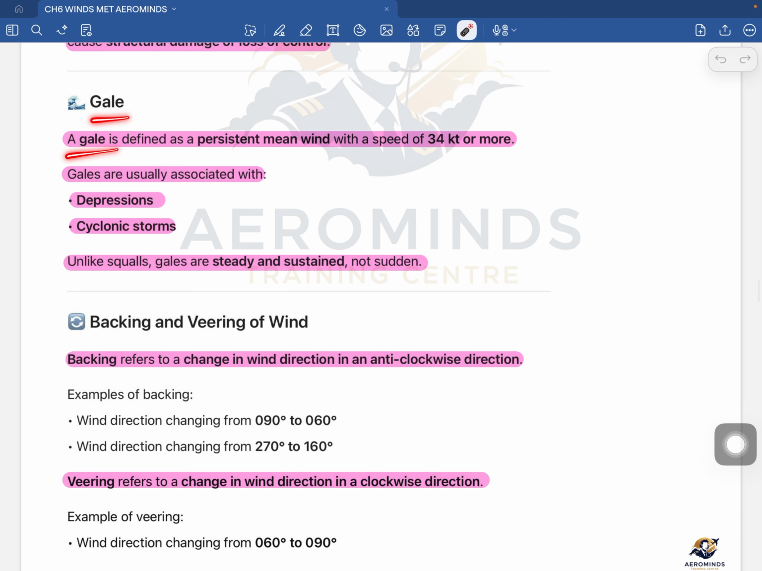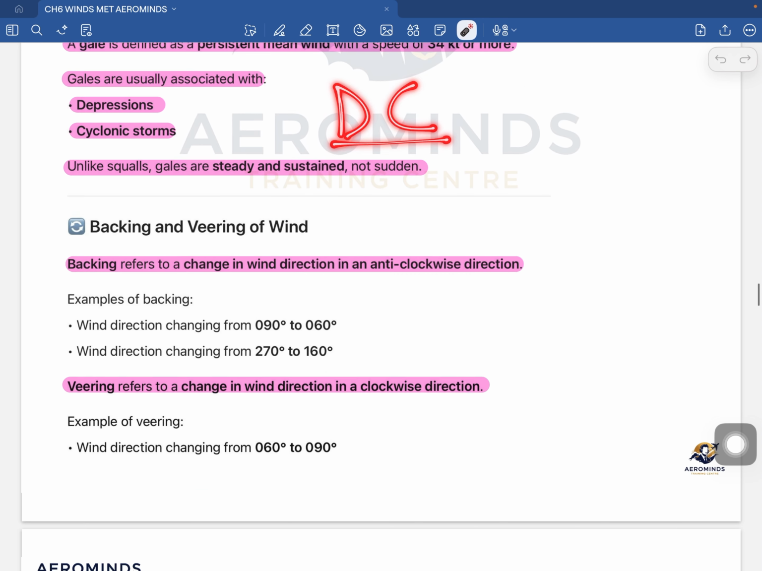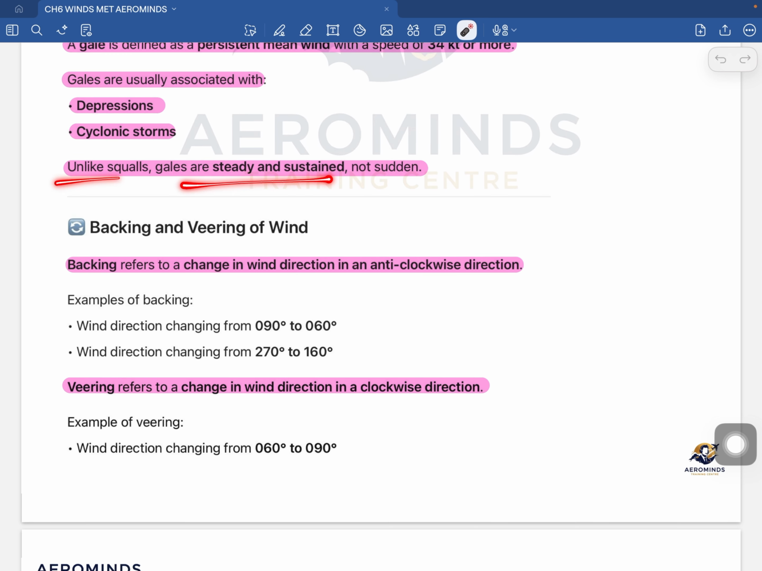Then comes gale. So gale is a persistent mean wind of 34 knots or more, and it is usually associated with depressions and cyclonic storms. So remember this, DC. Then, unlike squalls, gales are steady and sustained and not sudden.